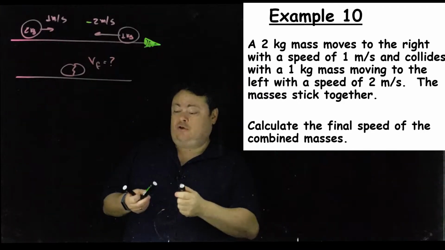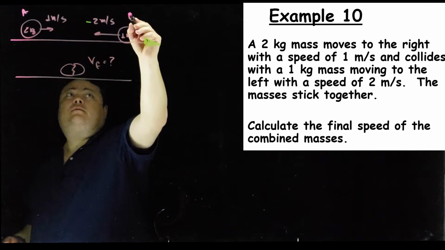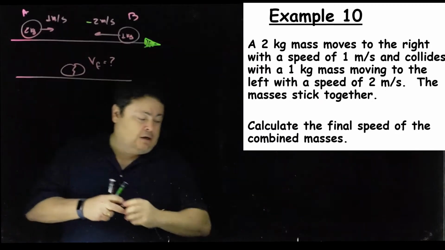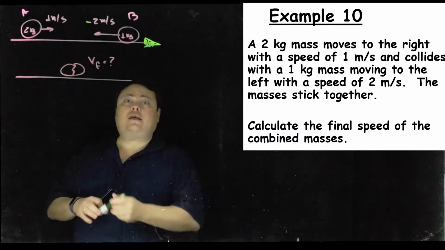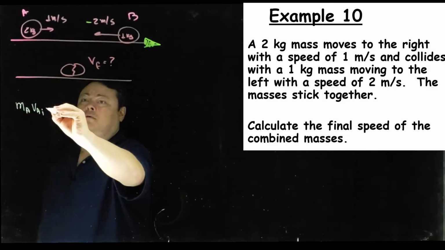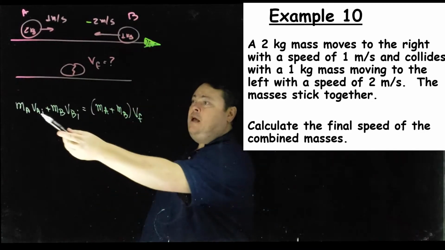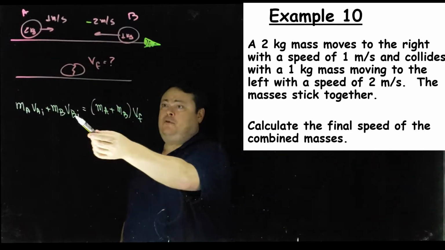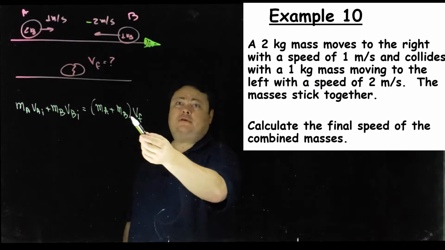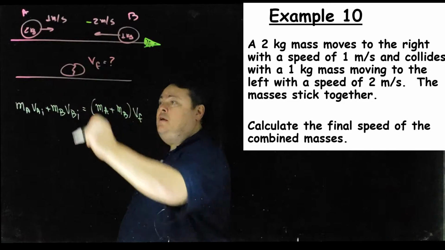If now I label these objects as A and B, I can write my equation of conservation of momentum as this here: MA VA initial plus MB VB initial equals (MA plus MB) V final. And now it's really just plug in the numbers. So MA is 2.